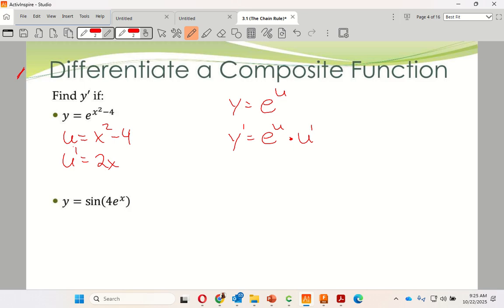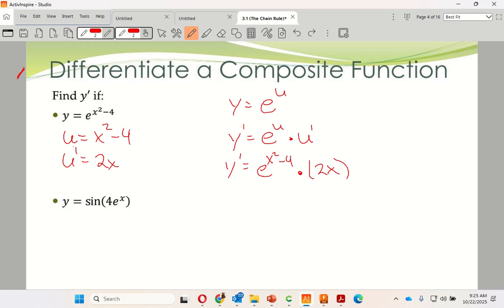So now the next step is I put it back in. So let's get rid of my u and my u prime. So y prime is e to the x squared minus 1 times u prime, which is 2x. So I can rearrange it and put the 2x out front, and that'd be the same thing. Is this getting a little bit more straightforward now that you understand what it is that we're trying to do?